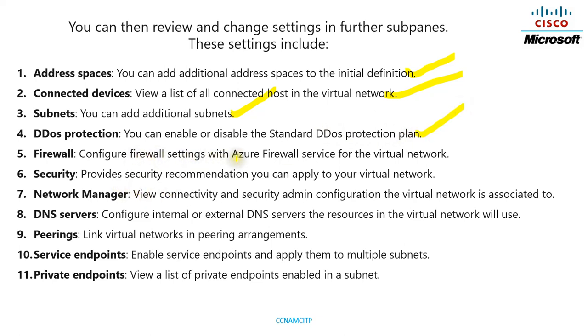Firewall, configure firewall settings with Azure Firewall service for the virtual network. And security, provides security recommendations you can apply to your virtual network. Network manager, view connectivity and security admin configuration the virtual network is associated to. DNS server, configure internal or external DNS servers the resources in the virtual network will use. Peering, link virtual networks in a peering arrangement. Service endpoints, enable service endpoints and apply them to multiple subnets. Private endpoints, view a list of private endpoints enabled in the subnet.